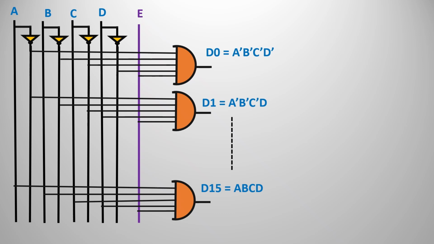Similarly, for D1 up to D15, according to SOP format, we are going to connect all the variable lines. I hope you can fill in all the in-between things. It's a simple thing, I can say. So this is the circuit diagram for the 4 x 16 decoder.